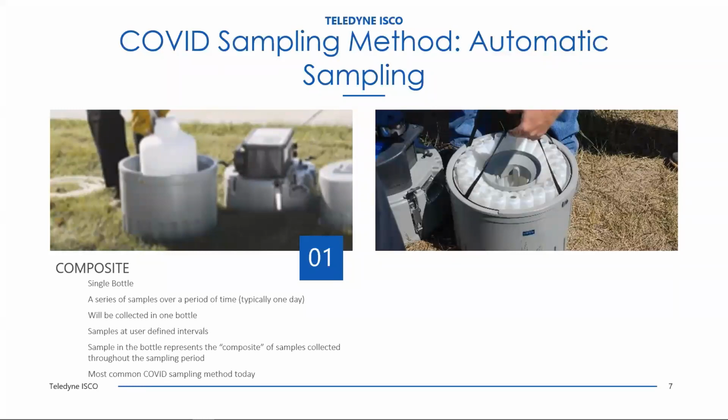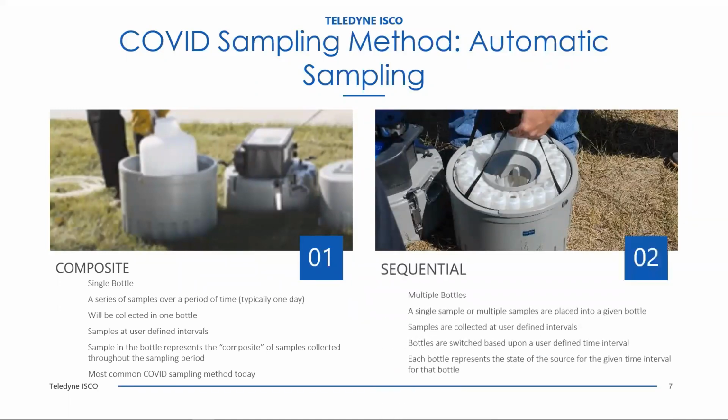However, there is an alternative method that is also beginning to have a footprint in the sampling, as it provides a little more detail. This would be the sequential sampler option. A sequential sampler involves multiple bottles where a single sample or multiple samples are placed into that bottle, and then those samples are collected at a user-defined interval. That could be time or flow, which I will cover in greater detail in a moment.